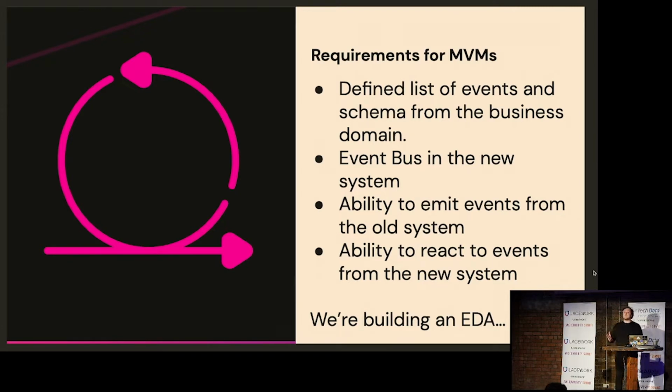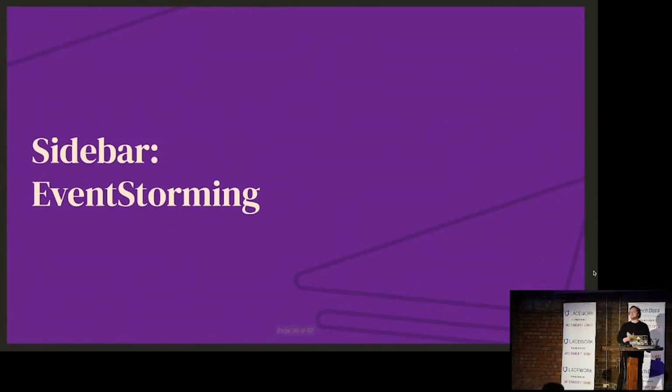We're going to need an event communication, an event broker, something like an event bus in the new system, but also the ability to emit events from the old system into the new system. That's eventification, which we'll talk about in a minute, and the ability to react to events from the new system in the old system. And that final piece, it depends on the architecture, it depends on the constraints you're working with. So really, we're building an event-driven architecture, which means we need to think in terms of events.